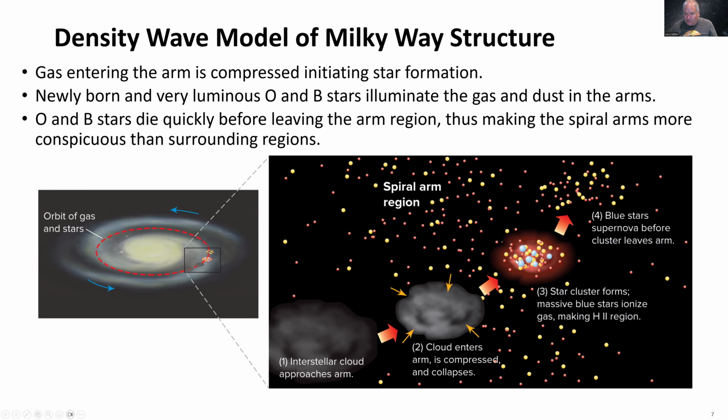And of course, the first stars that are made are the most massive and brightest, the O stars and B stars. And they illuminate the gas and dust in the arm, which makes the spiral arms much brighter, partly why we see the spiral arms so clearly in external galaxies. And then they will actually die before leaving the arm region, again making the spiral arms more consistent.